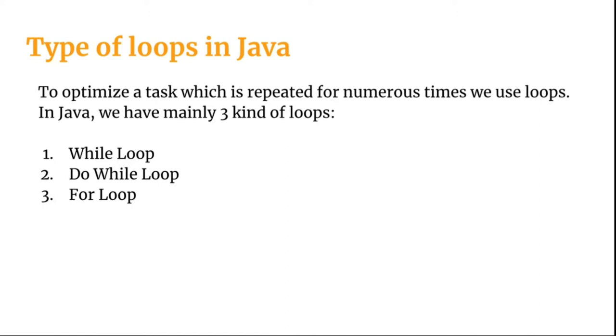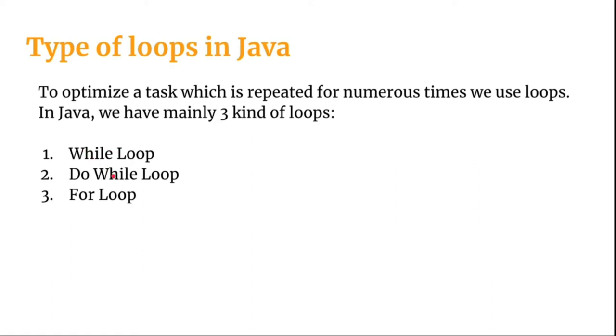The first one is the while loop, the second one is the do while loop, and the third one is the for loop. For all of the loop cases, there are three things that we need to take care of: a condition or the constraint, the statement that we have to execute, and the termination. In a while loop, we first check for a condition or a constraint. If the condition evaluates to true, then we execute a statement or a block of statements. And then again, we evaluate the condition. If it still evaluates to true, we keep on executing the statements within the loop.